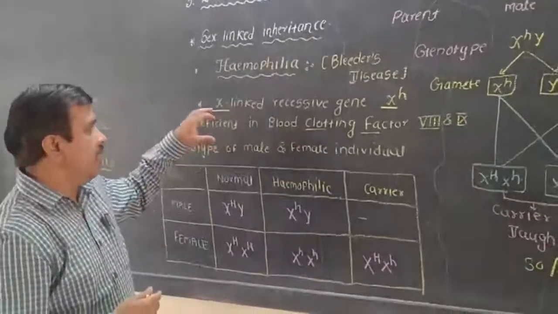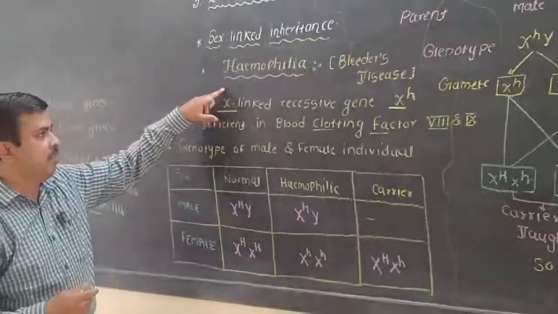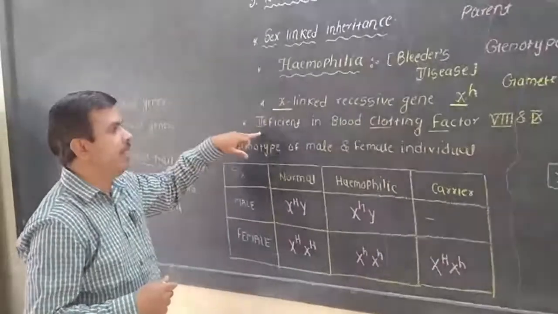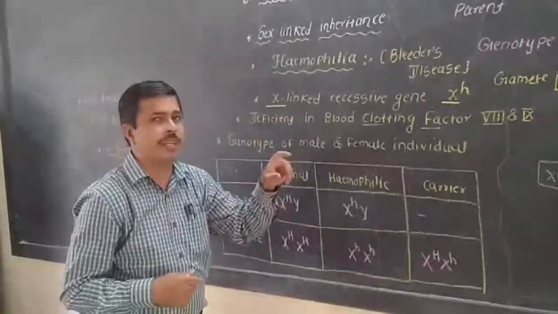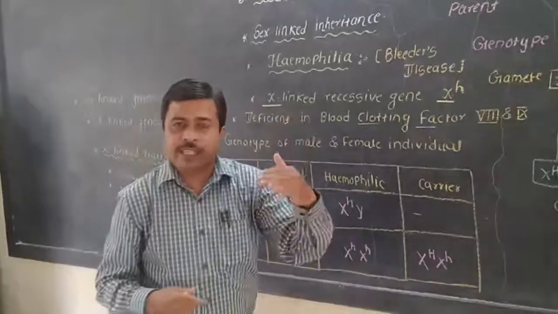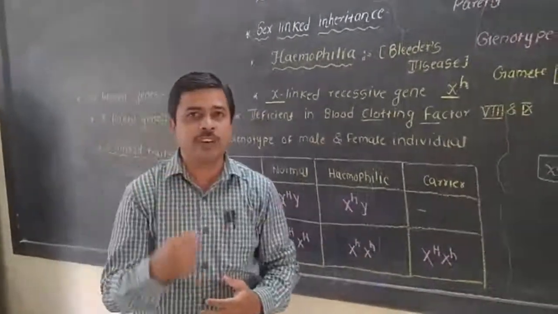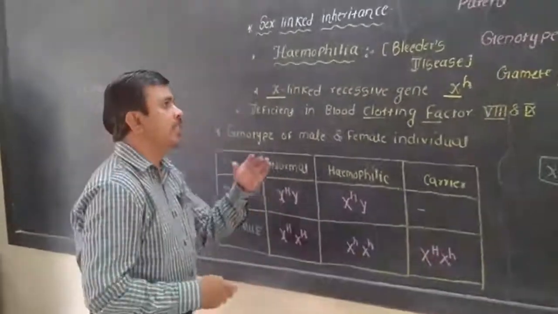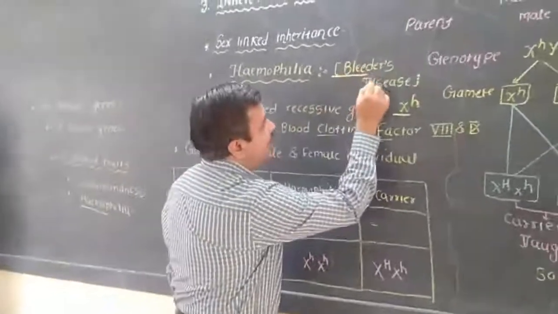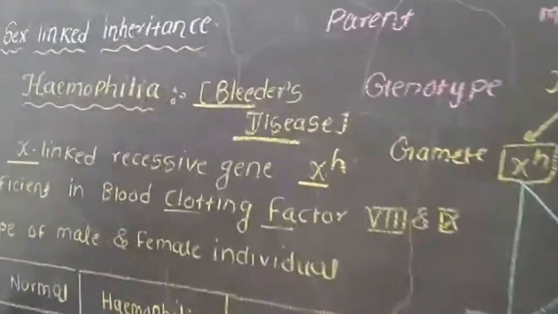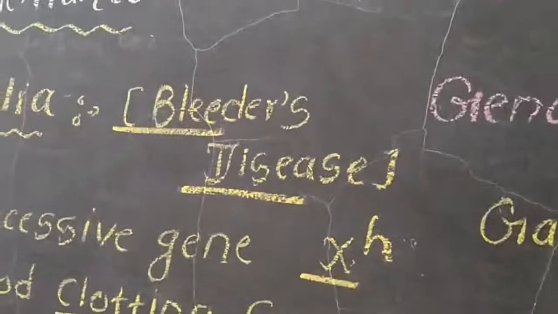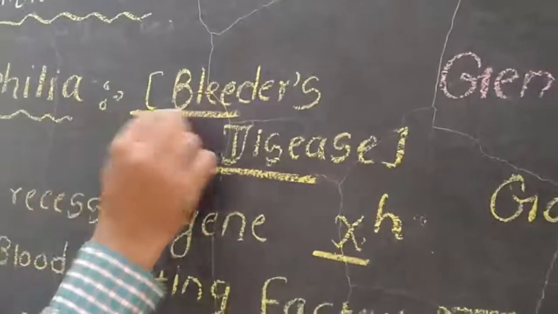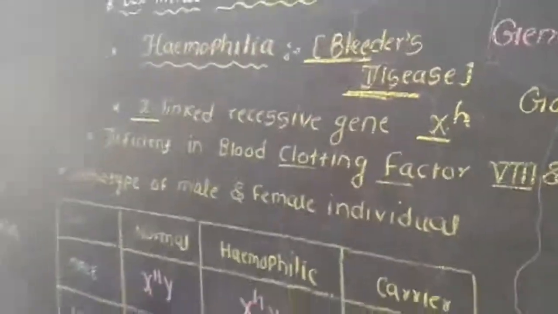In a hemophilic person, what happens? These recessive genes prevent the formation of the clotting factor, so even in small injuries the blood does not clot and continues bleeding. Due to this, the disease is known as the bleeder disease. Blood continues to flow through the injury, and after some time the person can even die.